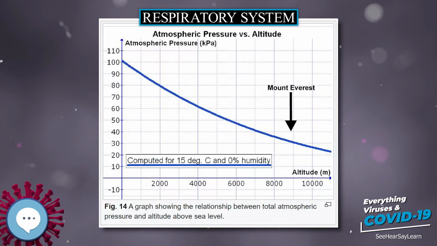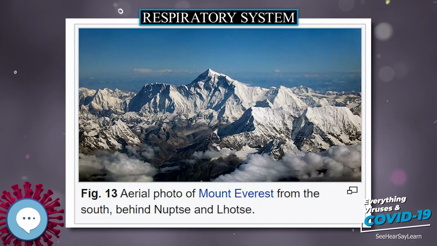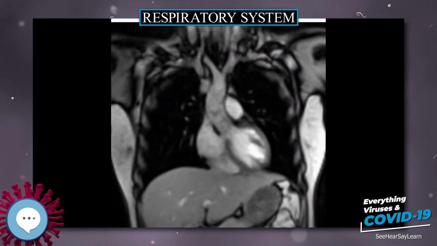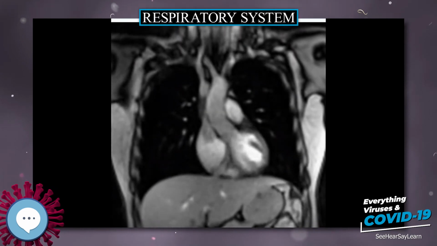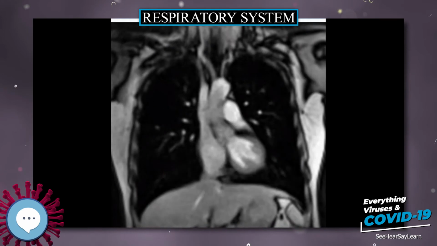As mentioned in the section above, the corresponding partial pressures of oxygen and carbon dioxide in the ambient, dry air at sea level are 21 kilopascals, 160 millimeters of mercury, and 0.04 kilopascals, 0.3 millimeters of mercury, respectively.